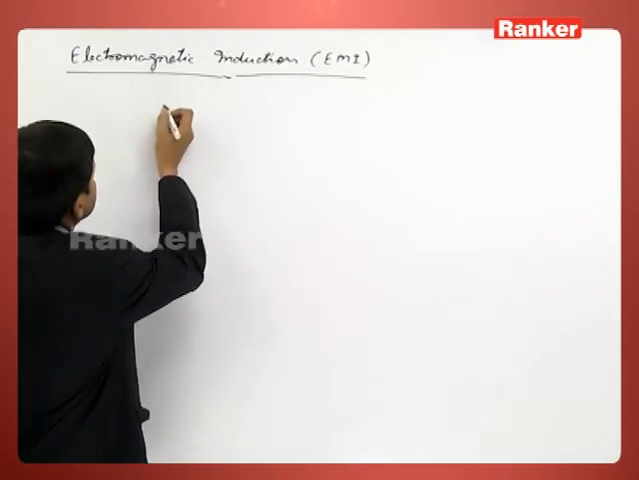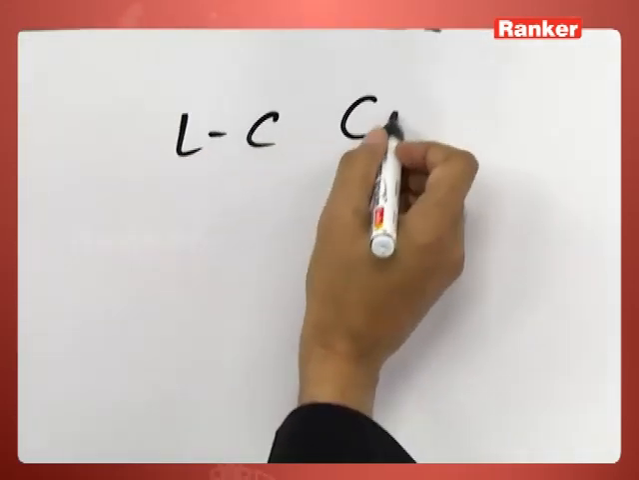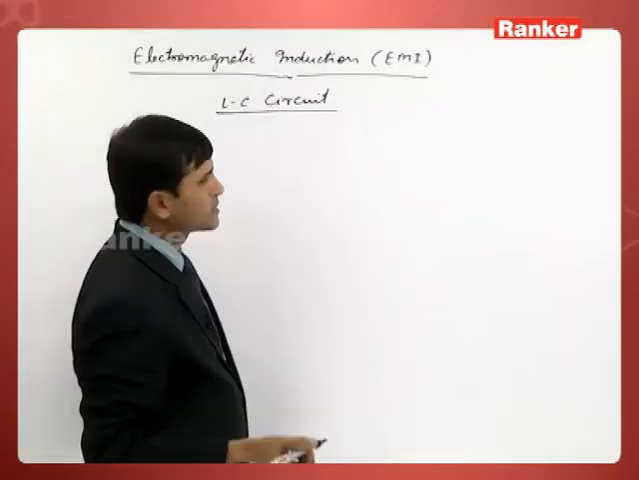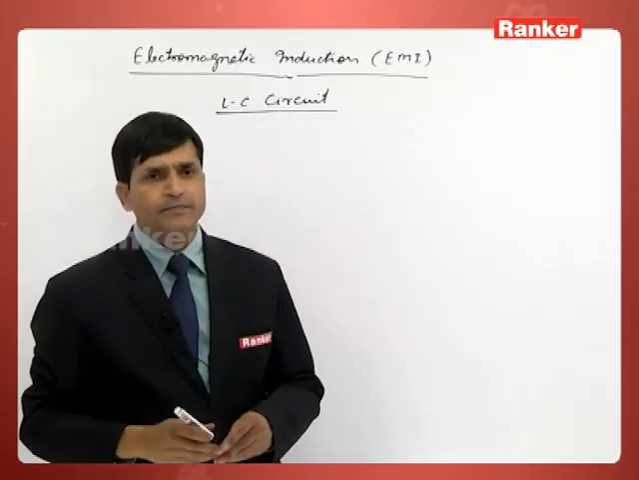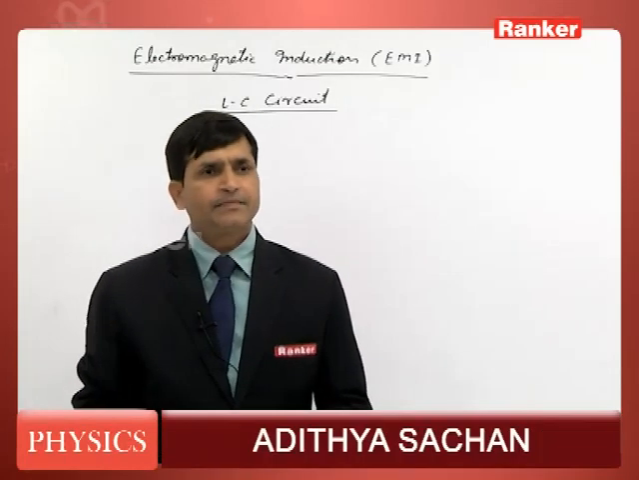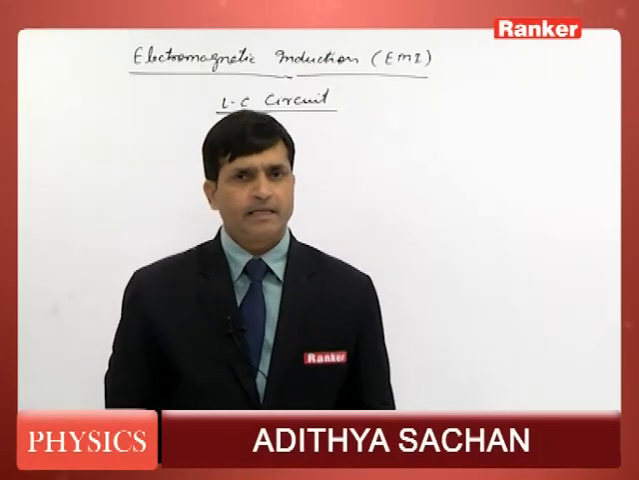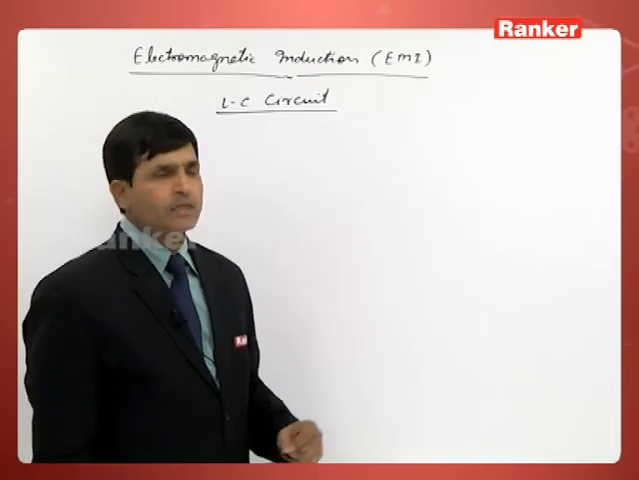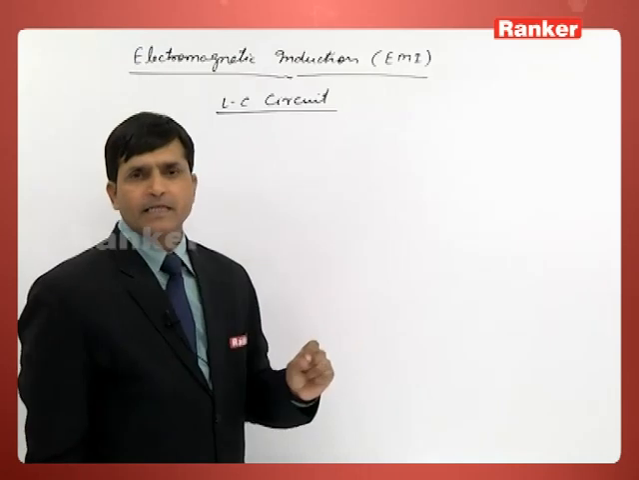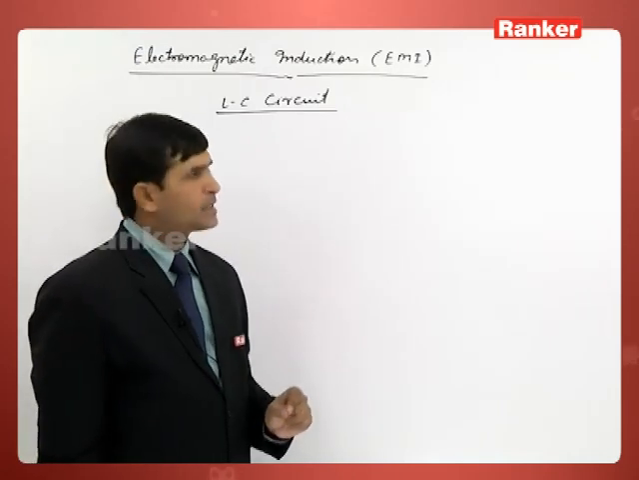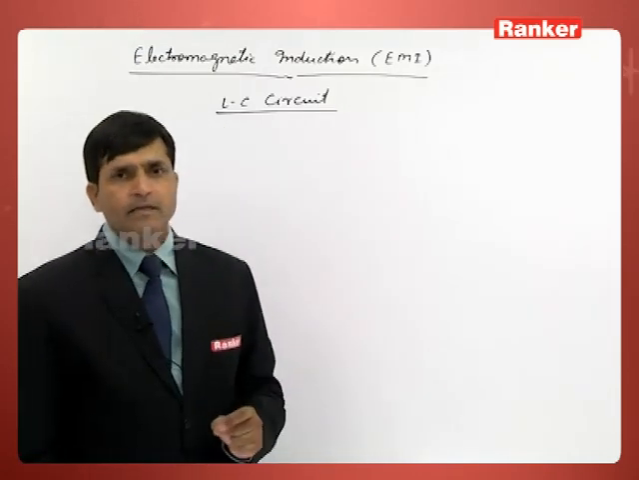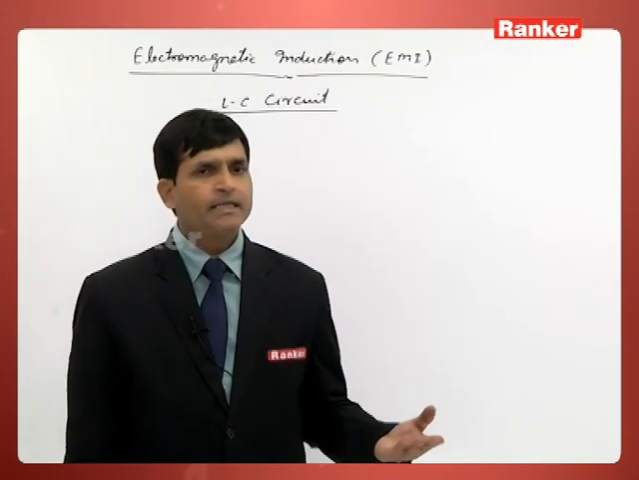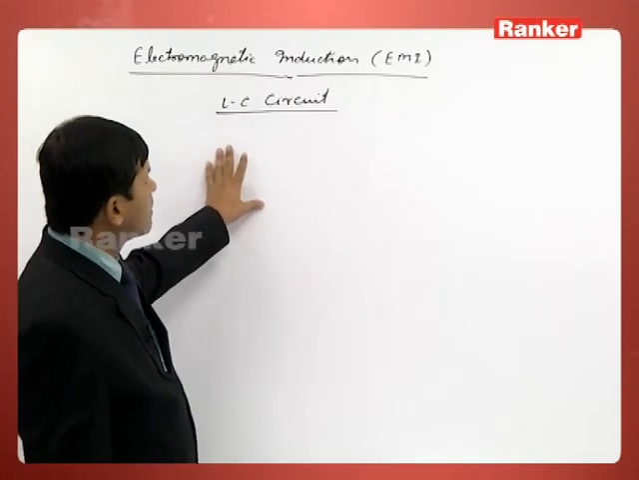Now see the LC circuit. In the LC circuit, we will have one inductor and one capacitor. Since in this circuit there is no resistor, the energy in the circuit will not dissipate. So whatever the energy, in the form of either magnetic or electrical energy, that will remain constant.